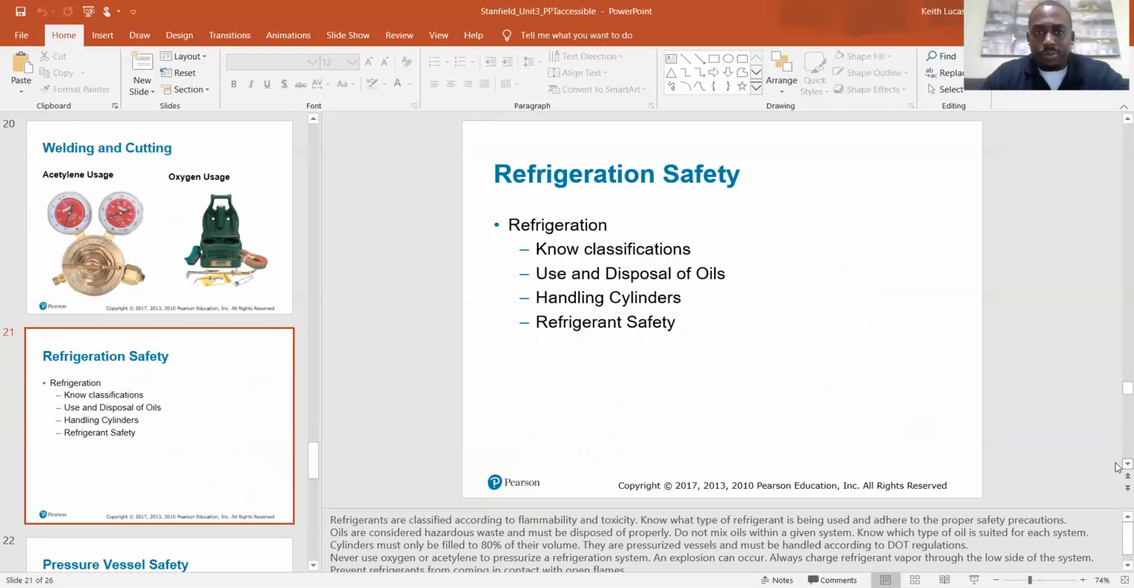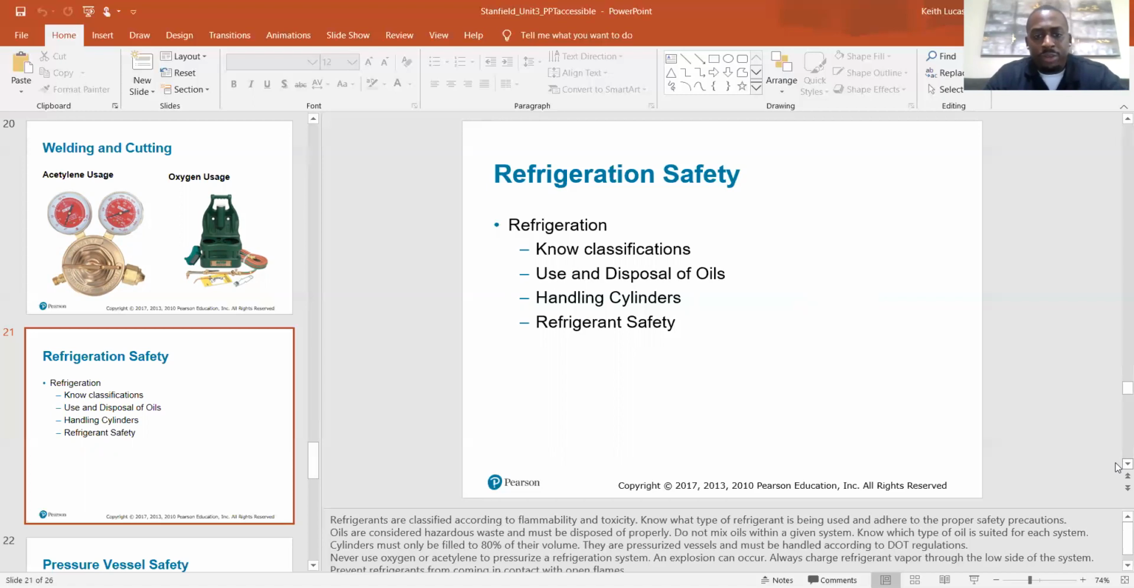All right, moving on. Refrigeration safety. Refrigeration, known classifications, use and disposal of oils, handling cylinders, refrigerant safety. So refrigerants are classified according to flammability and toxicity. Know what type of refrigerant is being used and adhere to the proper safety precautions. Oils are considered hazardous waste and must be disposed of properly. Do not mix oils within a given system. Know which type of oil is suited for each system.